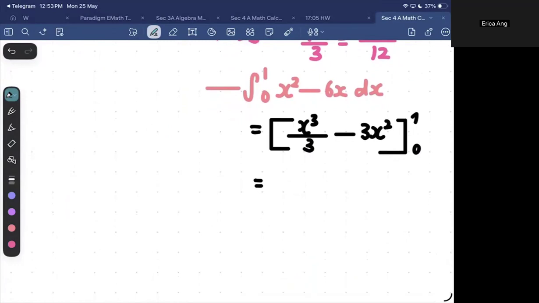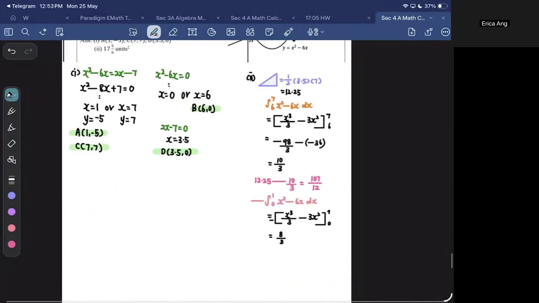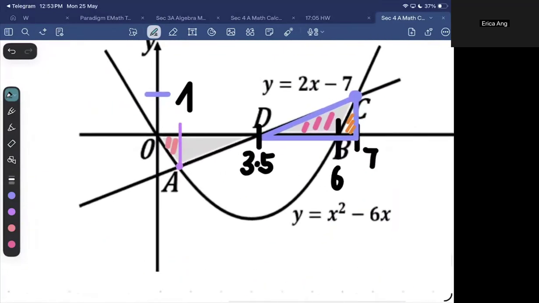Times 1 squared. So this is because there's a negative sign in front, right? So it becomes 8 over 3. And then when I start in 0, it's still 0, correct? Then now, this one, what color? Green, I don't want green. Purple, haven't I? Okay, purple.